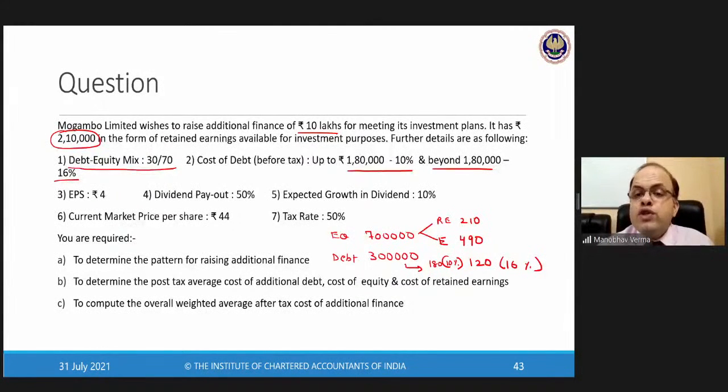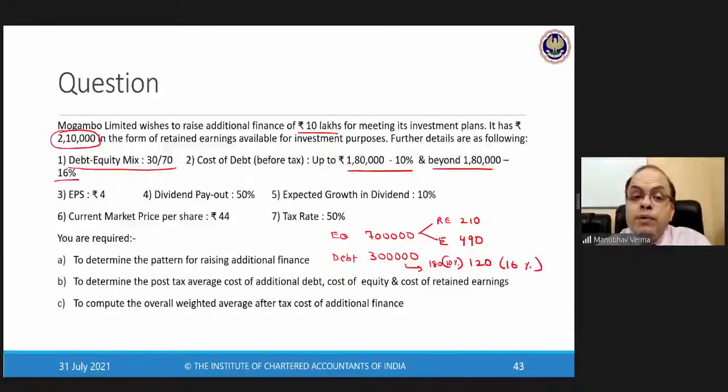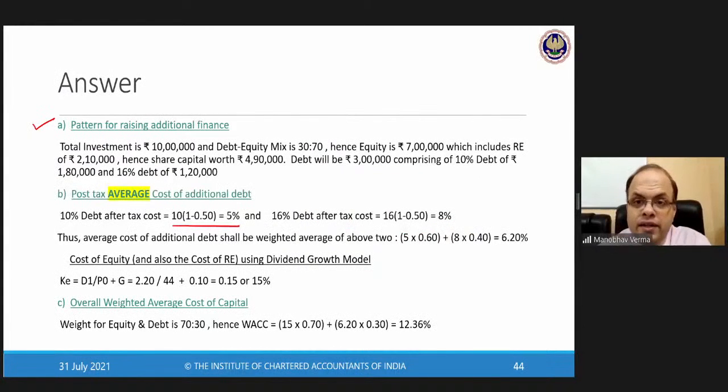Now, in terms of debt, there are two types of debts, 10% and 16%. For the 10%, we have a 5% cost of capital because we are talking about a 50% tax bracket. The last point given in the question is a 50% tax. So my cost of capital changes from 10 and 16 to 5 and 8. So we are talking about 5 and 8%.